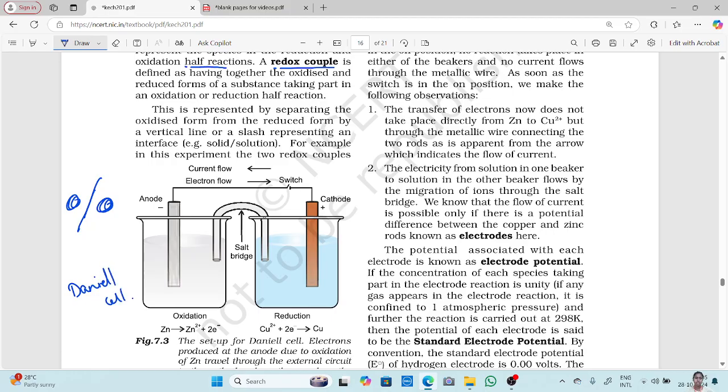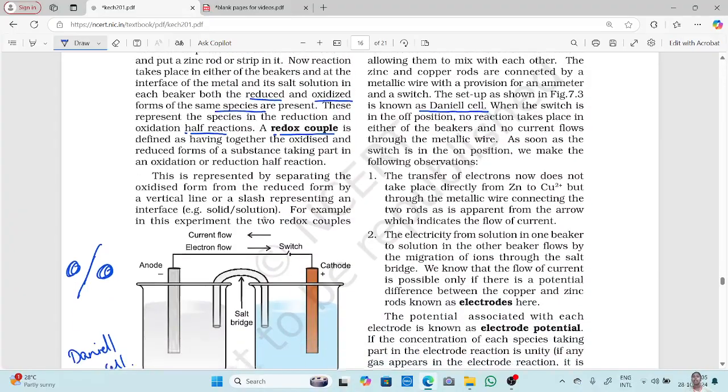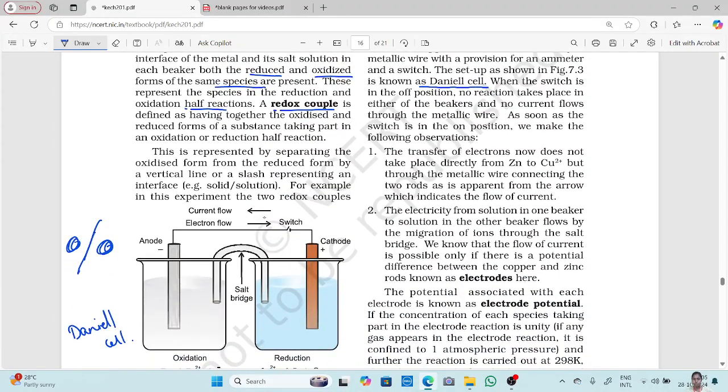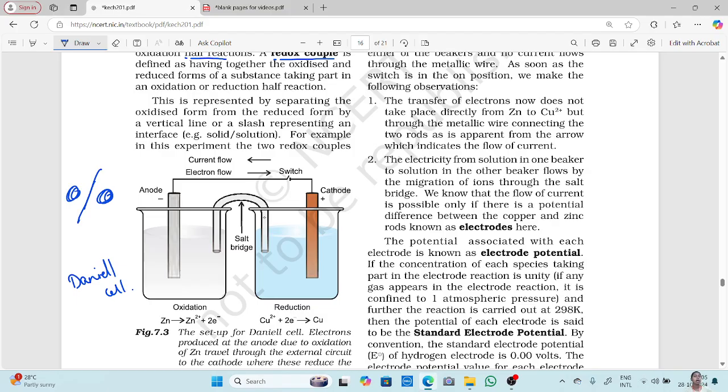Okay, this entire setup is called a Daniell cell. Now when the switch is in the off position, no reaction takes place in either of the beakers and no current flows through the metallic wire. As you know, if the switch is off, there won't be any kind of reaction taking place. There won't be electric current passing through the metallic wire. But as soon as you put on the switch, the following things are observed.